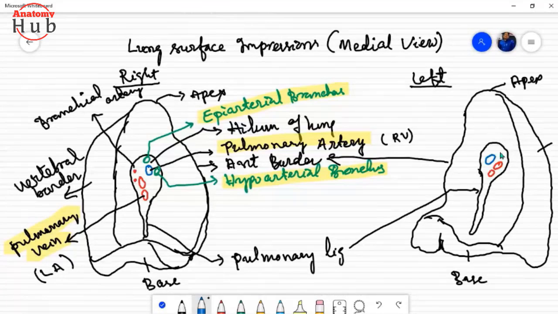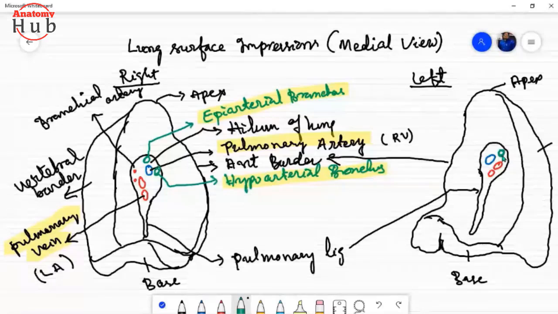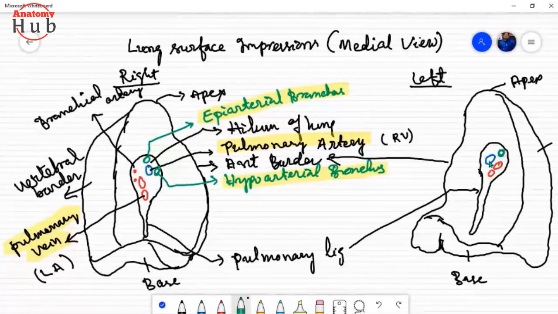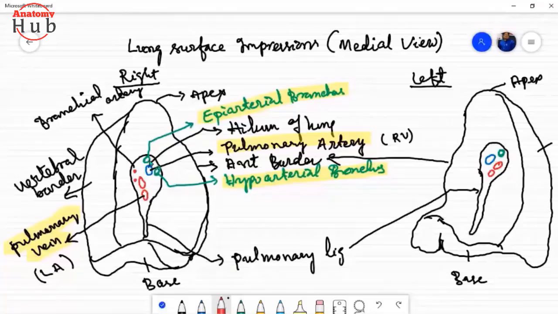Along with that you'll find only one principal bronchus at this point, right? So this is the principal bronchus. This is your left pulmonary artery, and this is your left pulmonary vein. So only here you'll find these structures. The epiarterial and hypoarterial bronchi will be absent here.